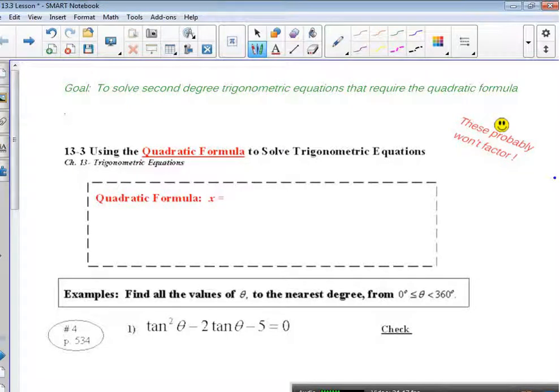Okay, so today we are going to continue solving trigonometric equations. We are going to solve the kind where you would have to use the quadratic formula. So let's review that. First, x equals negative b plus or minus the square root of b squared minus 4ac, all over 2a. Sing it to row, row, row your boat.